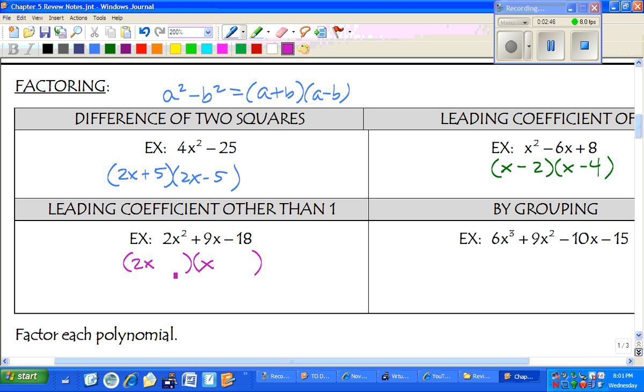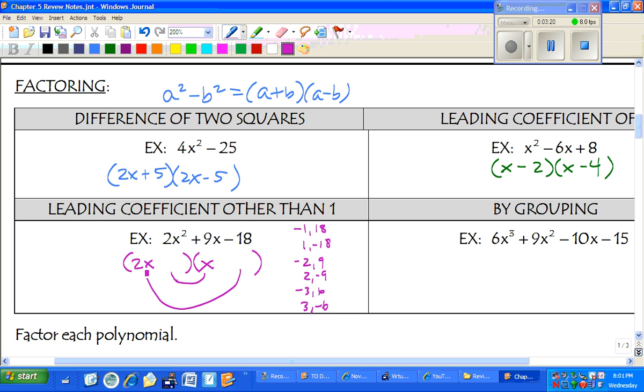What adds up to the middle term is this: whatever number we put in here, times x, plus whatever number we put in here, times 2x. Right, so those combined give us our 9x. Again, these two still multiply to give us negative 18. So we could have negative 1 and 18, 1 and negative 18, negative 2 and 9, 2 and negative 9, negative 3 and 6, or 3 and negative 6.